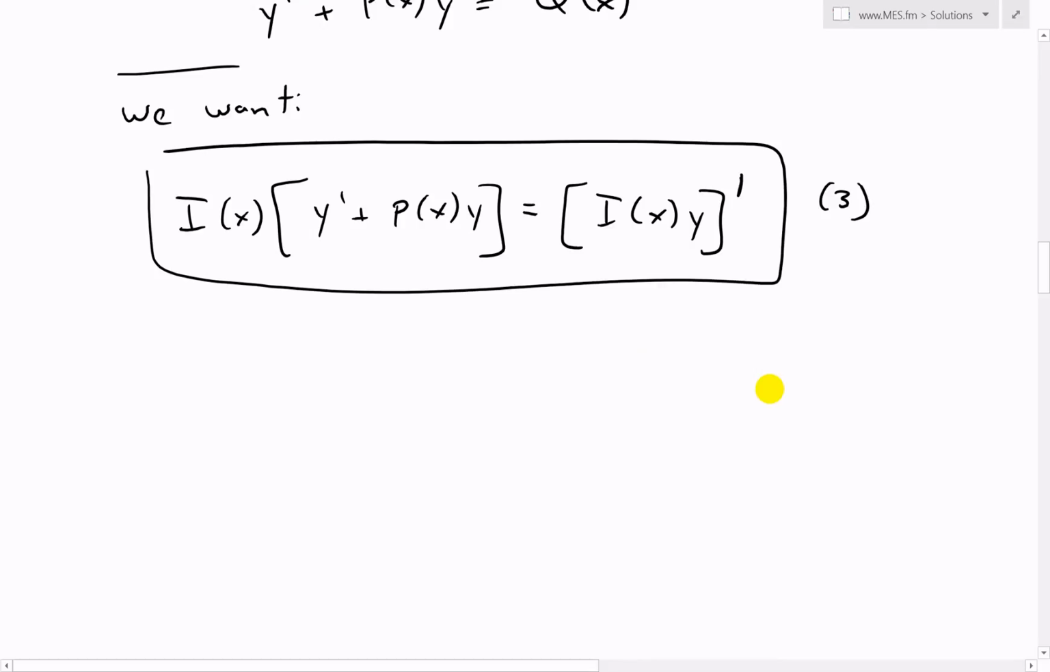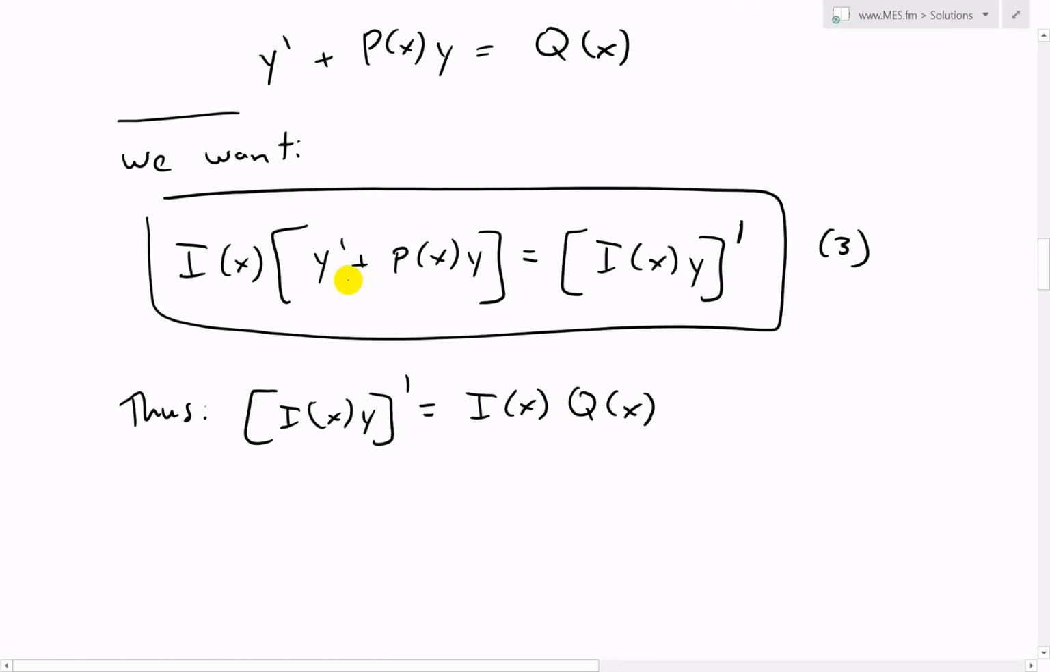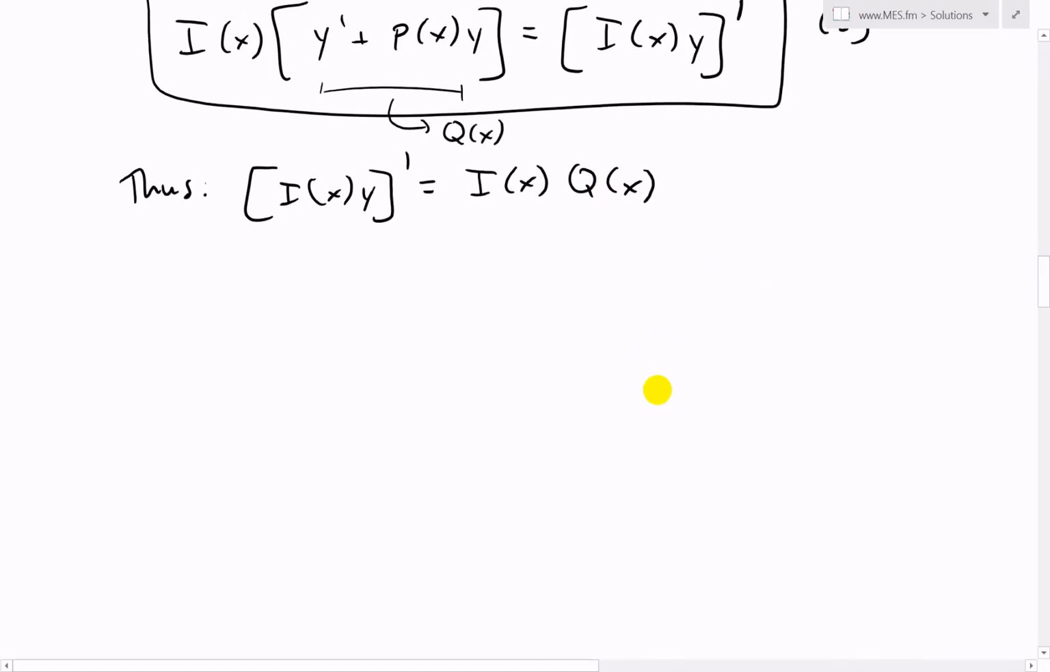So what we end up having is that I of x y prime, or the derivative of the product, is going to be equal to I of x times q of x. That's just because we're multiplying both sides by I, and remember, y prime plus p of x times y is equal to q of x. So this whole thing is just I times q.